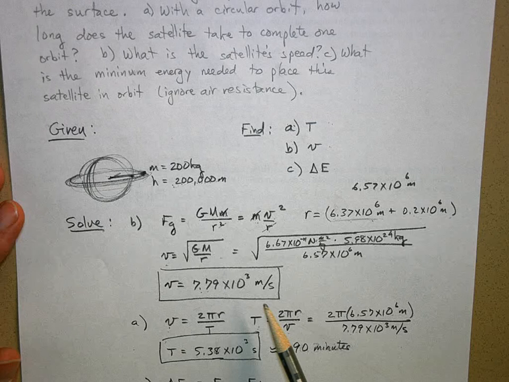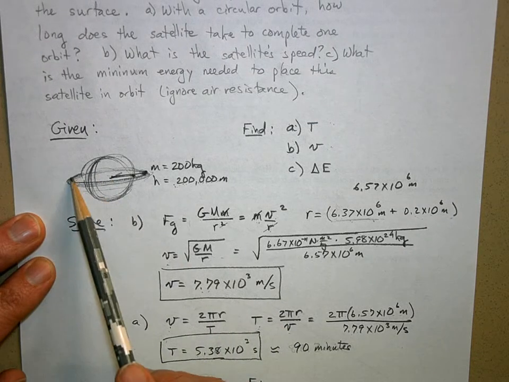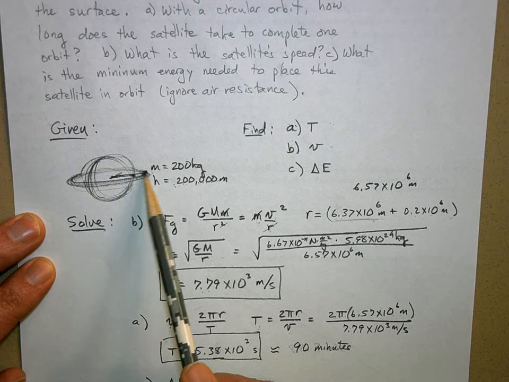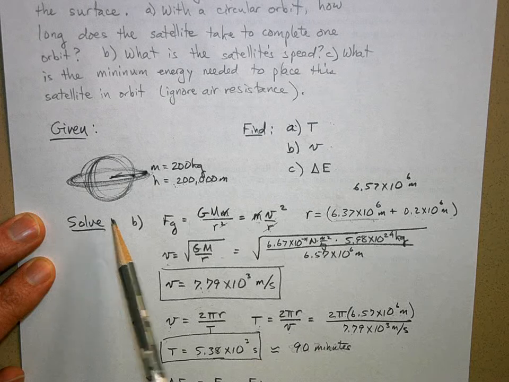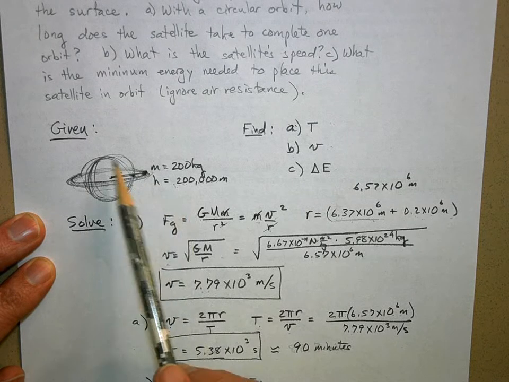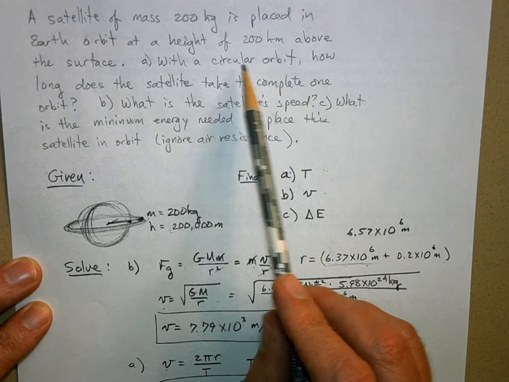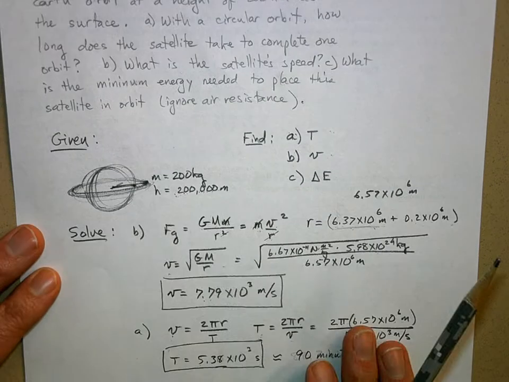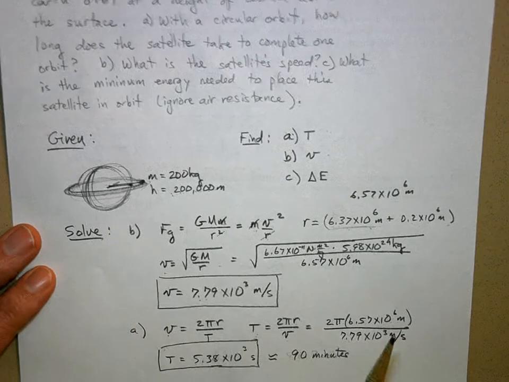First, let's figure out what the speed of the orbit is. Remember that here's the Earth, and here's my satellite circling the Earth 200 kilometers above the surface with this much mass. And notice what I did in the given. I changed the 200 kilometers to meters right away so I don't make a mistake.